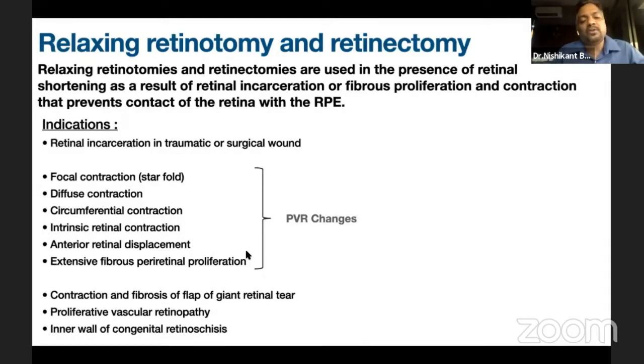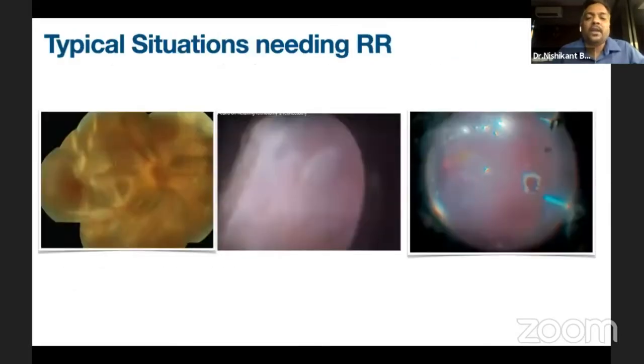You need to do a retinotomy or retinectomy also if there is fibrosis of the flap of a giant retinal tear, or a contraction, or if there's a proliferative vascular retinopathy in which the adhesion is so much that you can't separate the vascular membrane from the retina, so you have to excise the whole complex. It is also done in the case of the inner wall of congenital retinoschisis.